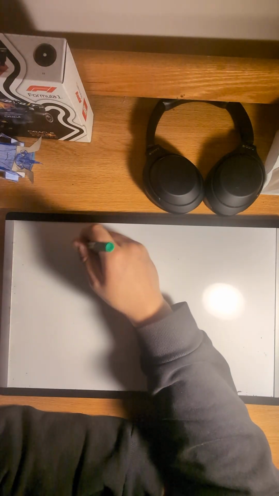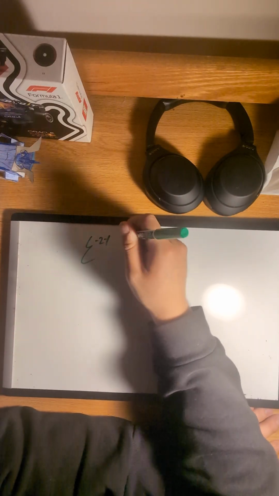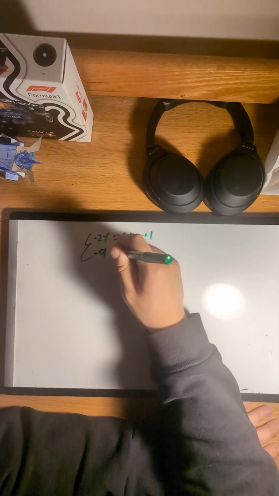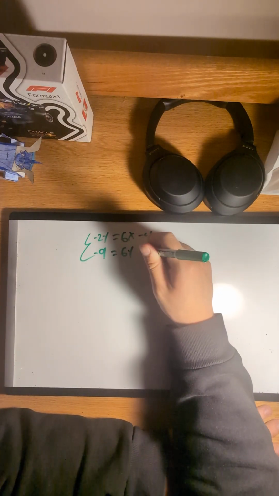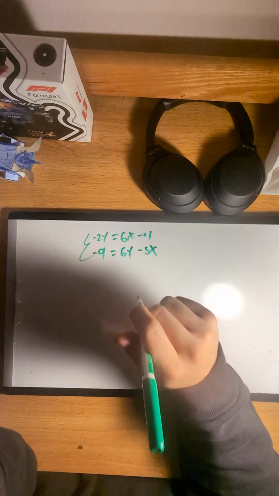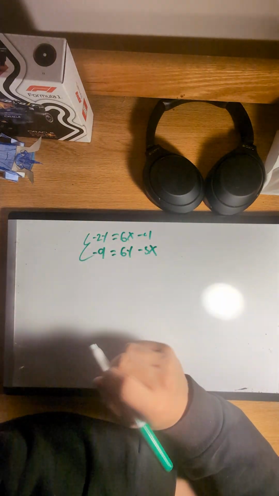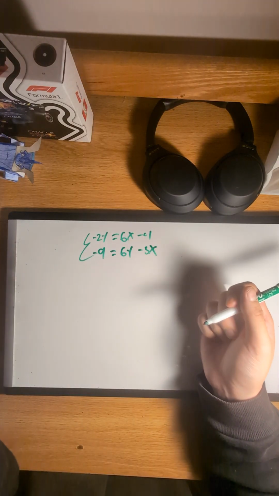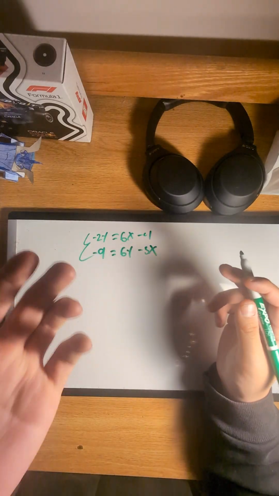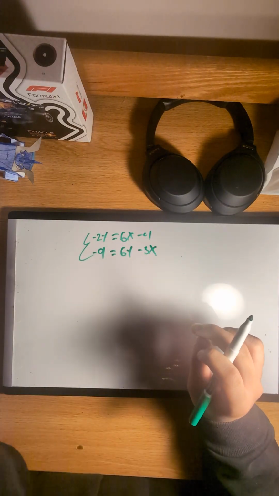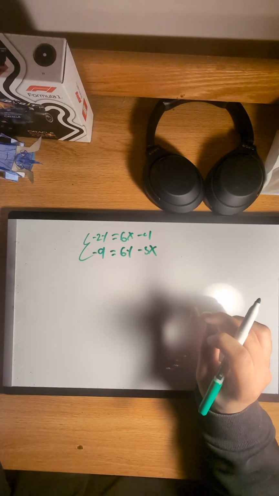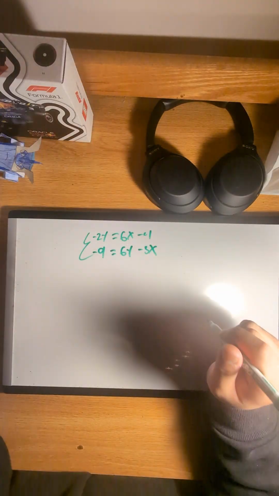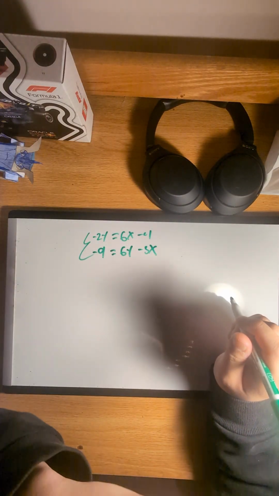So let's first get the system going. The system is negative 2y equals 6x minus 4, and the other is negative 9 equals 6y minus 3x. When they're asking us to solve a system, they want us to find the x and y value respectively, and there are different methods to accomplish that. The substitution method is to find a y value using one of these equations, and then plug said y value into the other equation to find the x value.